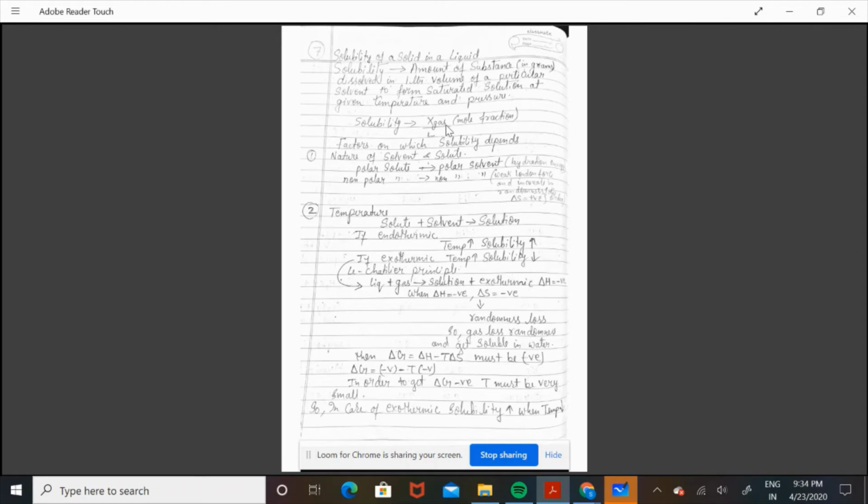Next comes, what are the most important factors which affect the solubility of any solute in any solvent at a particular temperature and pressure? That is the nature of the solvent. What does nature of solvent mean? It means whether it is polar in nature or non-polar in nature. It is a very famous saying in our chemistry world: like dissolves like and unlike dissolves unlike. That means polar dissolves in polar and non-polar gets dissolved in non-polar.